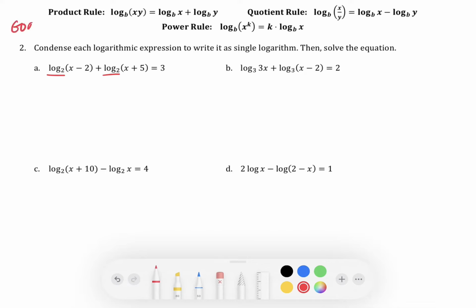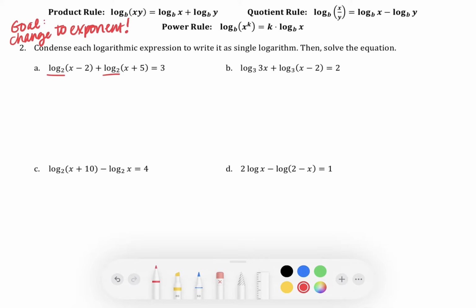I'm going to write that out actually. Goal, change to exponent. As long as these two logs are separate, I cannot do that.